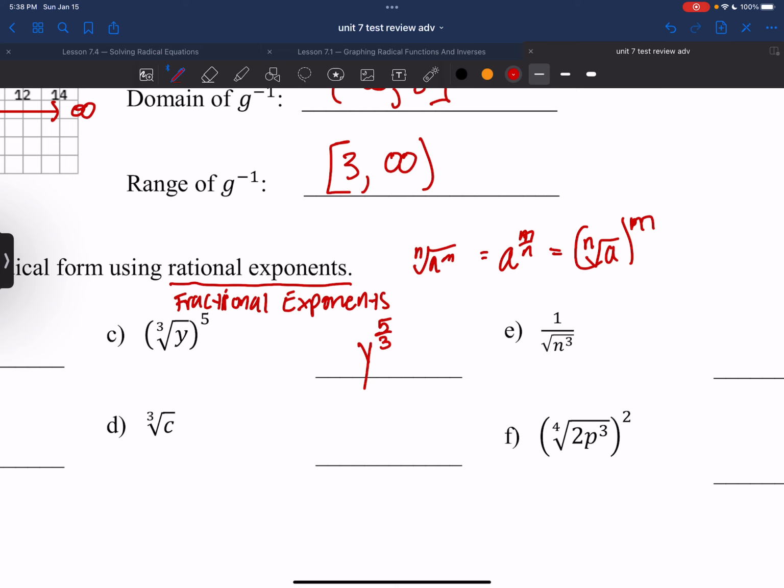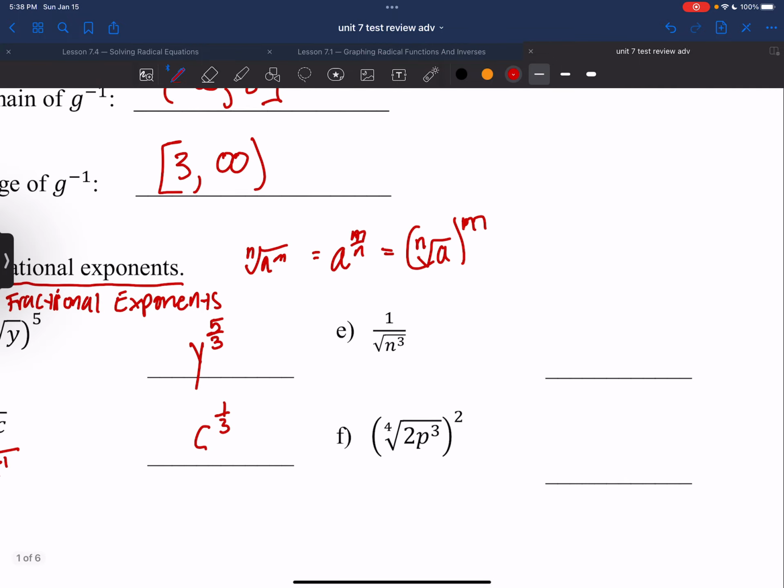If you have a question as to why that is true, I might ask you, can you prove it? Can you prove it using properties of exponents? Yes. But if you want to come talk to me about that so we can work on that together, that'd be cool. But you don't have to. Only if you're curious. Option D, cube root of c. Well, that's the cube root of c to the first power, so this is naturally c to the 1/3.